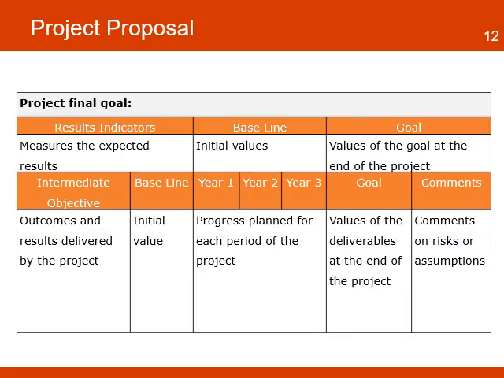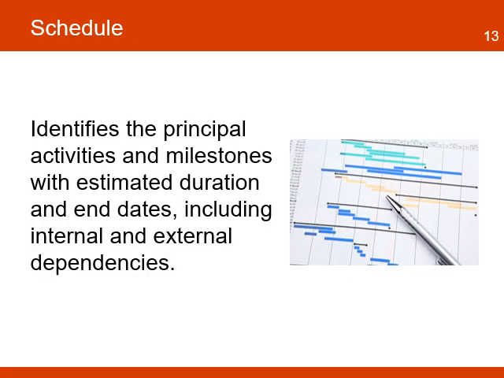The proposal can include a summary of the project objectives. This includes the identification of key indicators, their current values, and the expected results for each one of the proposed project periods. The schedule identifies the principal activities and the milestones with estimated duration and end dates, including internal and external dependencies. The proposal schedule identifies a high-level duration of the project, which is used to estimate the total budget.